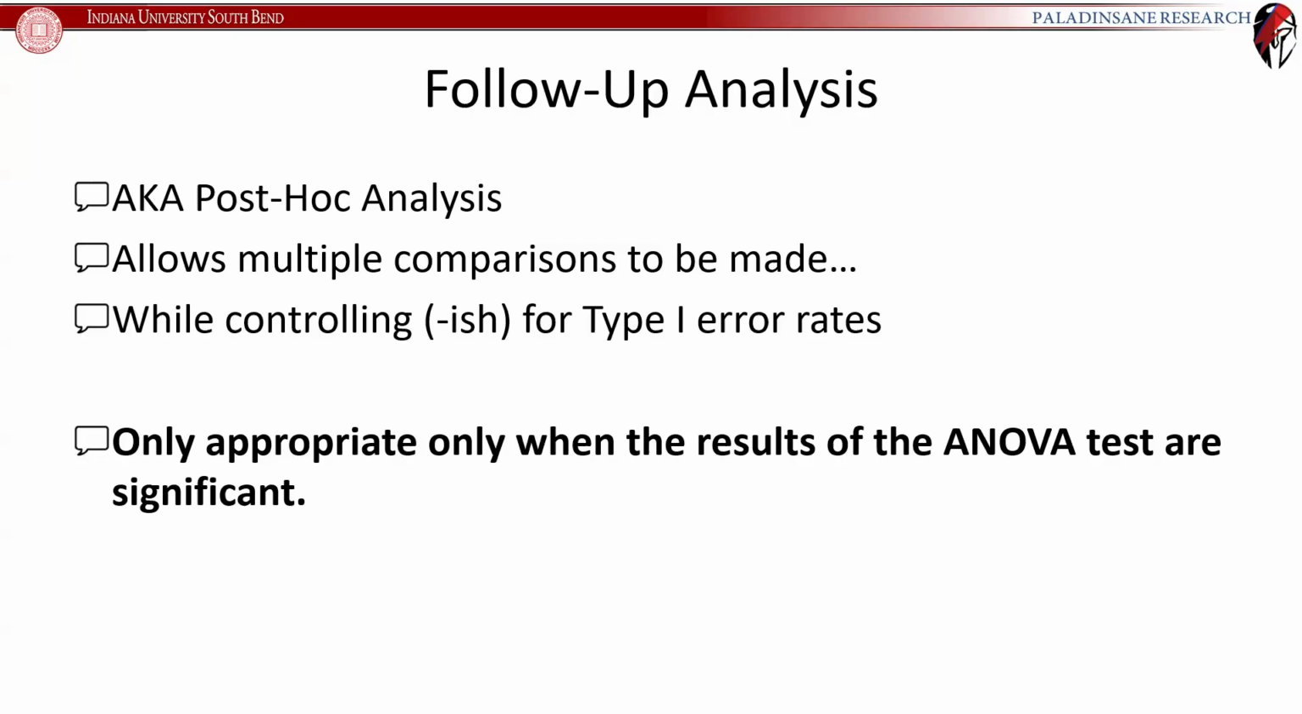Because when the ANOVA is not significant, that means that there are no differences between the populations and you don't actually have to do follow-up analyses. But when you do find that at least one of those populations is different, then you do the follow-up analysis and it'll let you know which of those populations is different from which other population. All right, so is the logic and criteria for using a follow-up analysis clear?